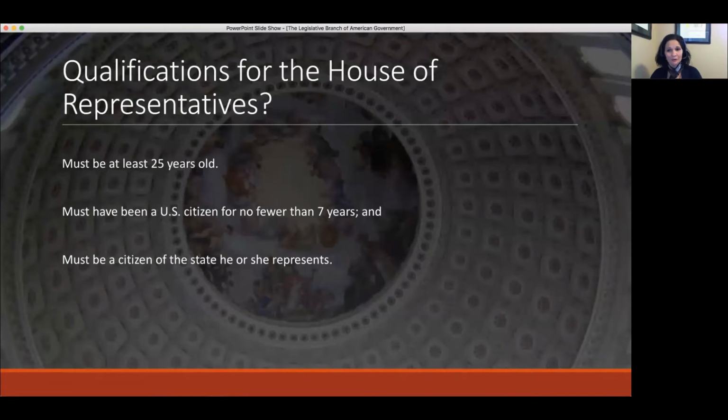So what are the qualifications for the House of Representatives? Well, you must be at least 25 years old. You must have been a United States citizen for no fewer than 7 years, and you must be a citizen of the state that you represent. You must actually reside in the congressional district that you represent. And this is to make our representatives more accountable to their constituents, to those who elect them.